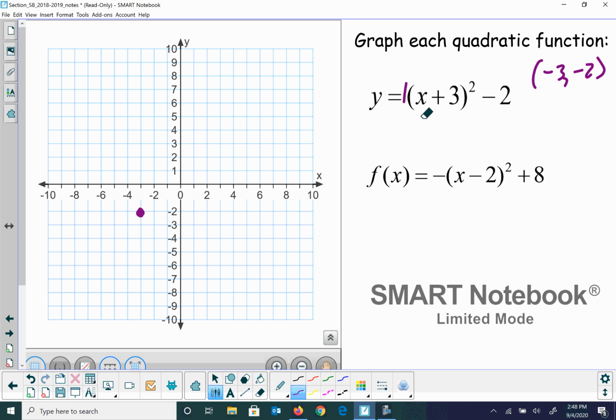Now, up and down this line here is my axis of symmetry. It's this dotted vertical line. It doesn't really count as part of the graph. It's just something that it reflects over. Okay, so I'm going to pattern graph.